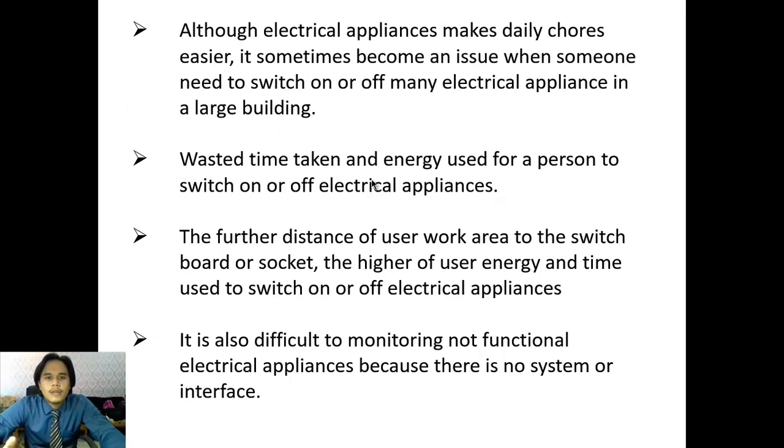Automatic electrical appliances make daily chores easier. It sometimes becomes an issue when someone needs to switch on or off many electrical appliances in a large building. The wasted time and energy used for a person to switch on or off electrical appliances are related. The further the distance from the user's work area to the switchboard or the socket, the higher the user's energy and time used to switch on or off the electrical appliance. It is also difficult to monitor non-functional electrical appliances because there is no system or interface.